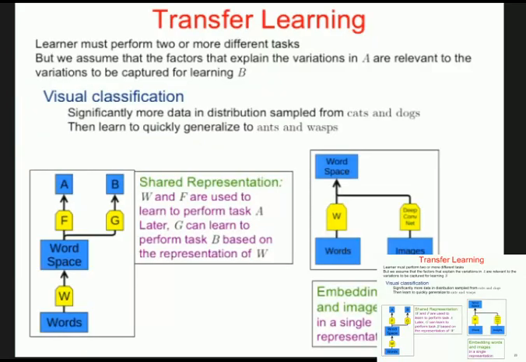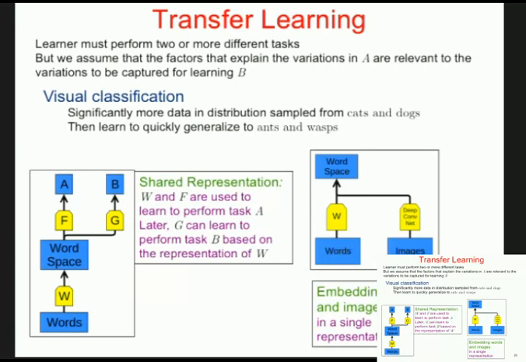Okay, so that was my 2-slide feel for RNNs and LSTM. You learn these representations, some set of parameters for a little bit more complicated networks. So transfer learning is about transferring the learning from one task to another. Learner must perform 2 or more different tasks. But we assume that the factors that explain the variations in A are relevant to the variations to be captured for learning B. All right?